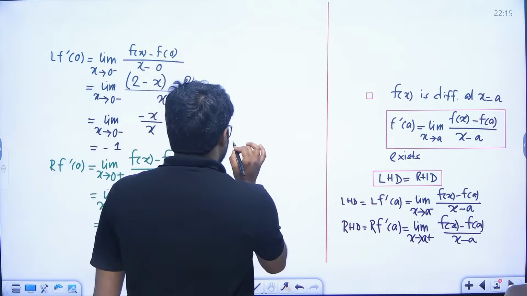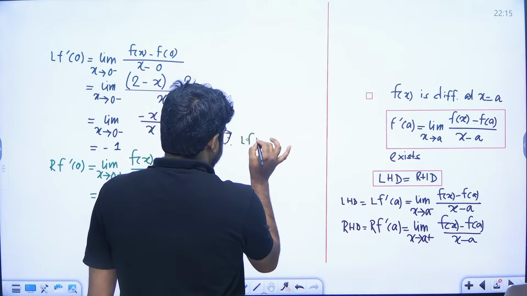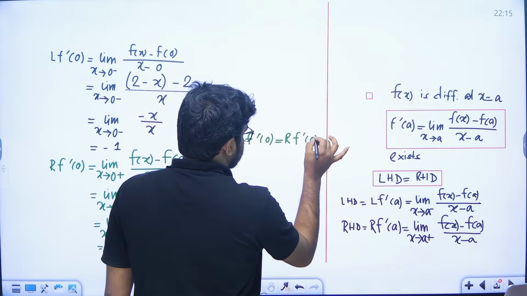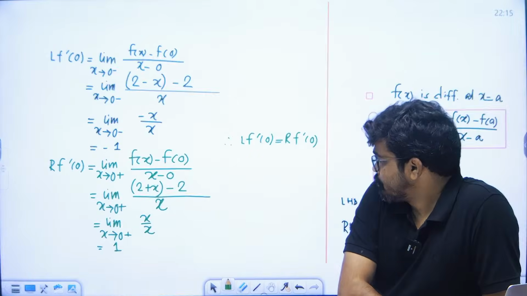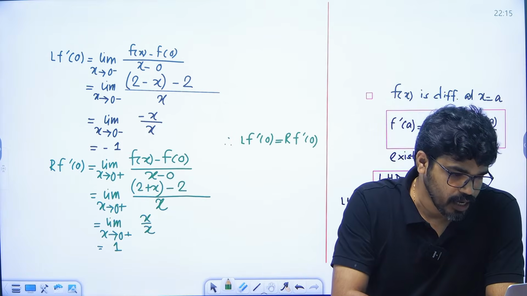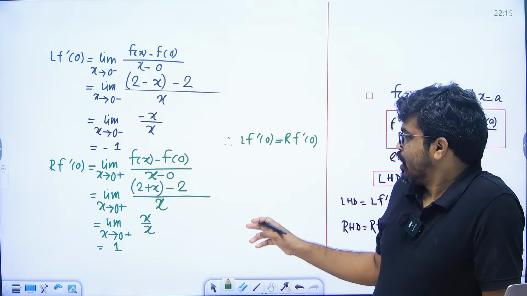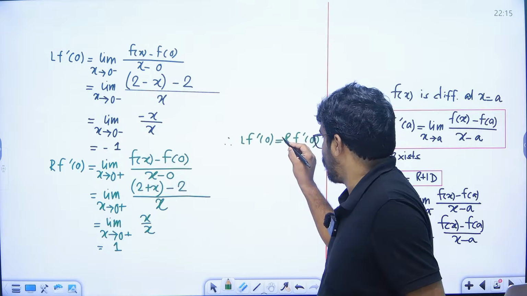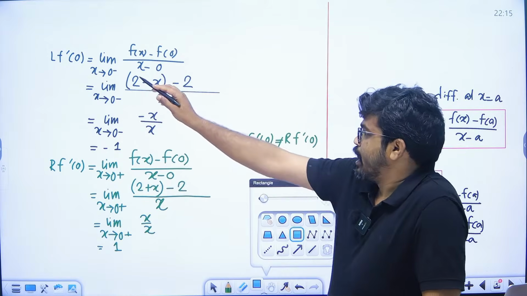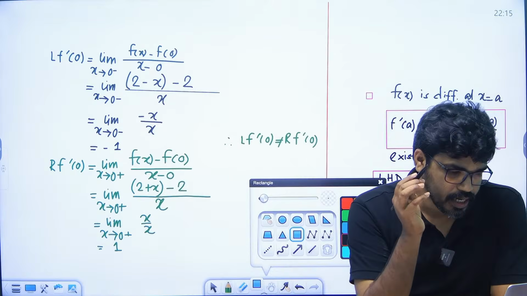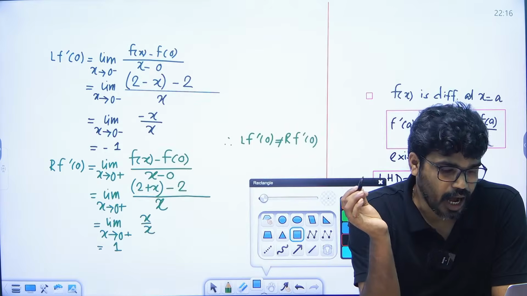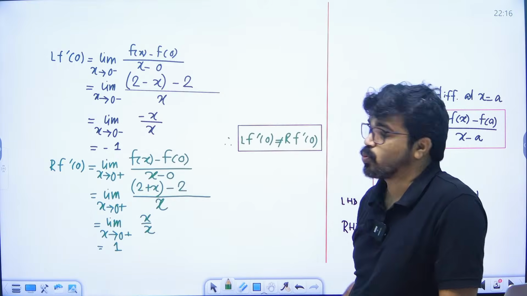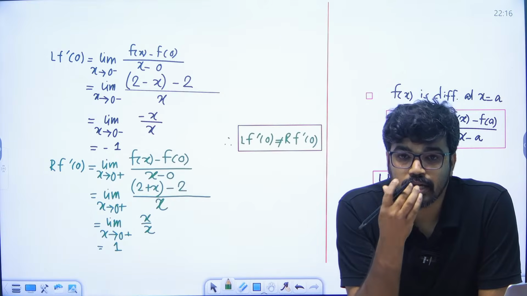So what we conclude is that Lf'(0) is not equal to Rf'(0). Yes or no? Right? Lf'(0) is minus 1, and Rf'(0) is plus 1. So the left hand derivative is not equal to the right hand derivative. So we conclude that this function is not differentiable.